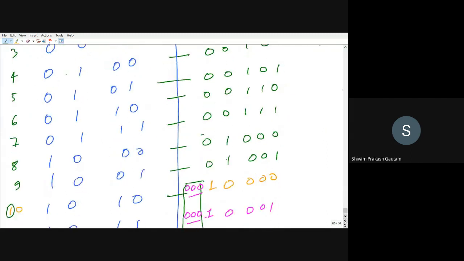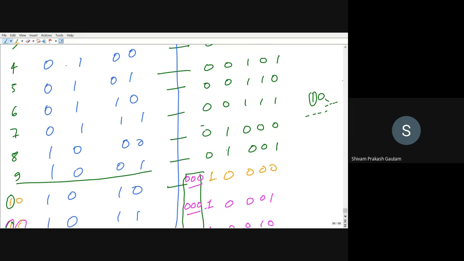We can only proceed till the 9th number, right? Because for representing 10 in BCD, we require 8 bits, right? 4 bits for this one, and the next 4 bits for this 0. I hope you are understanding. For representing 10, we will be needing 8 places in BCD form. You can represent 10 in binary by 1010, but in BCD you will be needing 8 bits, right?